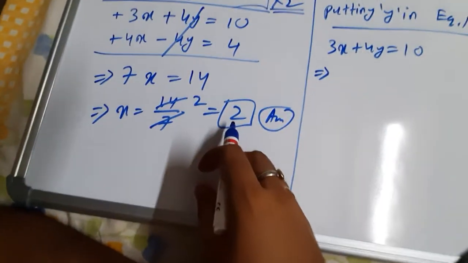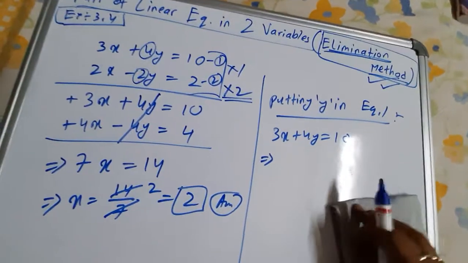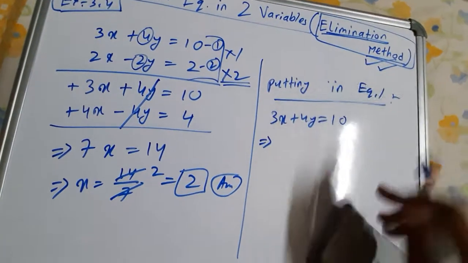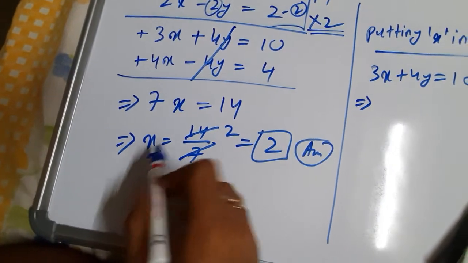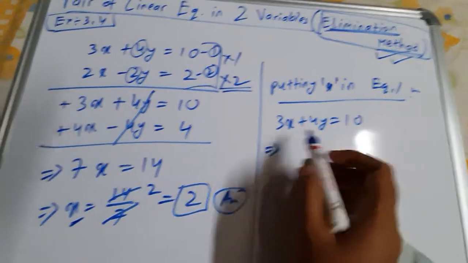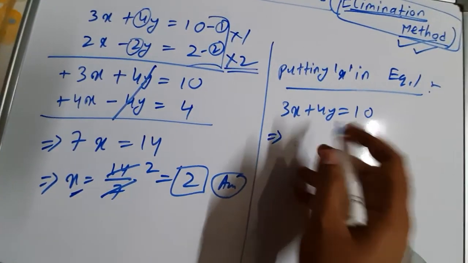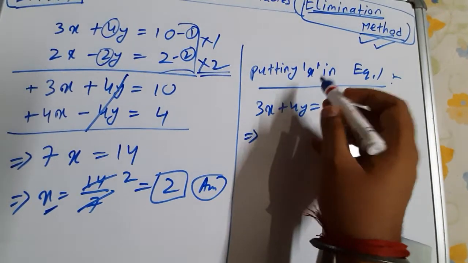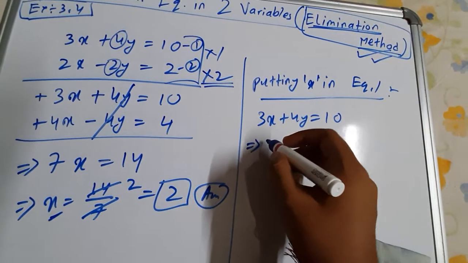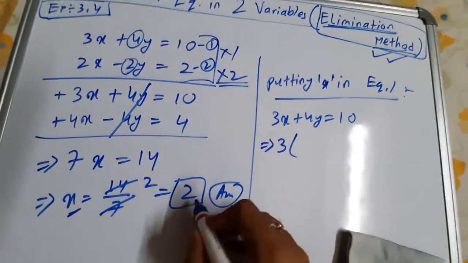Put the value of x actually. Sorry, I made a mistake, putting the value of x, because I have found out x. I have found out x, but I need y right now. So that's why we will put the value of x to find out y. So putting the value of x, what will it be? See, 3 into what is the value of x? 2.